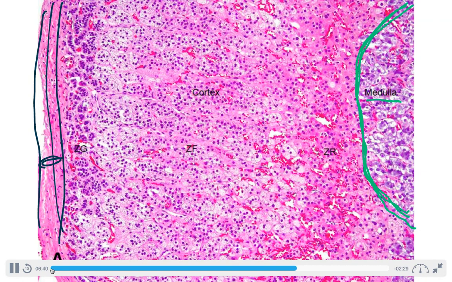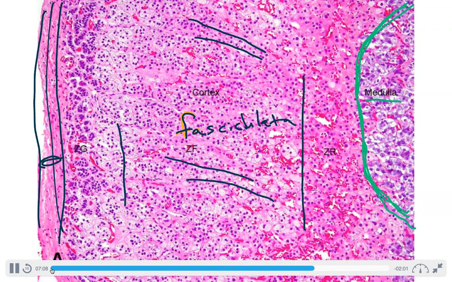I feel like this region, it's difficult to see that. So fasciculata is going to go from about here to about there. And one of the features that I think helps this region stand out is you get these longer banding patterns. You can see that the shape and the orientation of the cells is going to be a little bit different in the fasciculata. In other images, it's a little bit more clear, but you get these long strips.